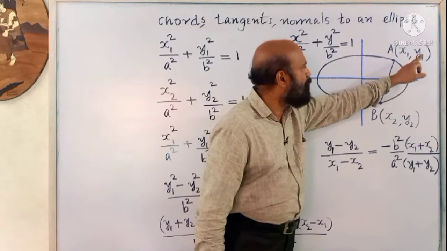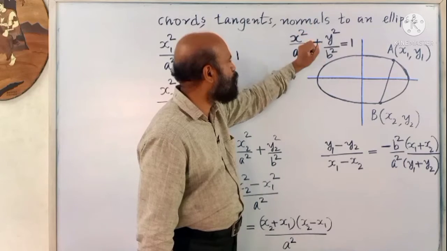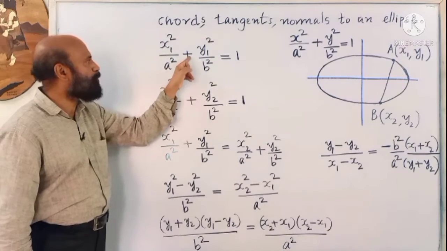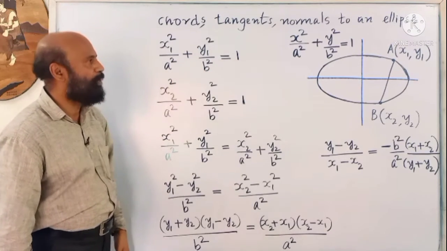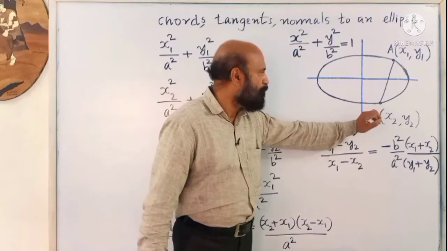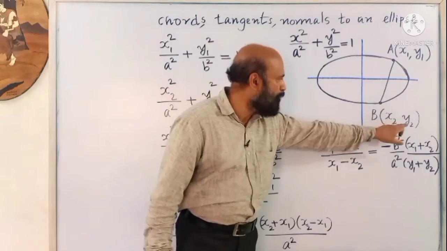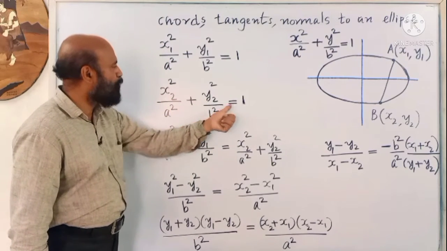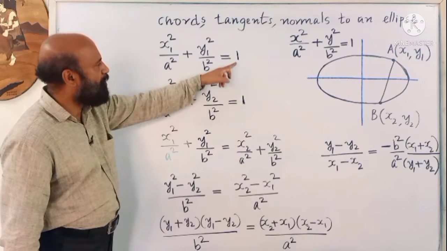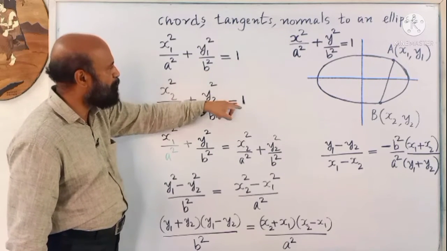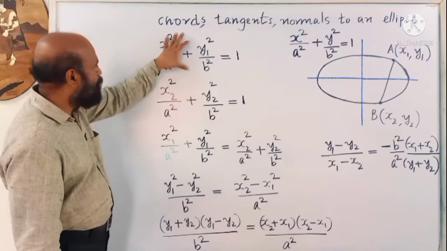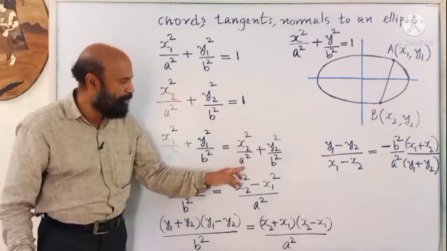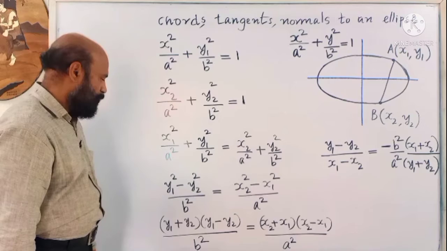x1, y1 is a point on the ellipse, so its coordinates should satisfy this equation. So you can write x1 square by a square plus y1 square by b square is equal to 1. Similarly, B is also a point on the ellipse, so its coordinates should satisfy this equation: x2 square by a square plus y2 square by b square is equal to 1. Here the right hand sides are the same, so you can equate the left hand sides: x1 square by a square plus y1 square by b square is equal to x2 square by a square plus y2 square by b square.